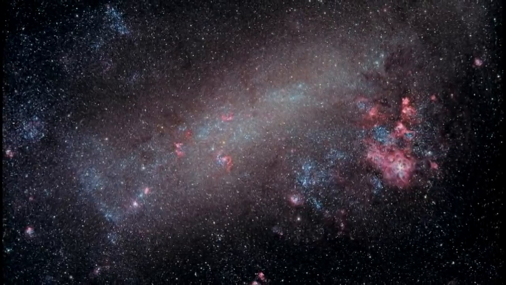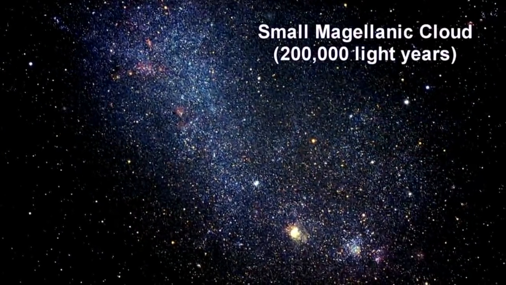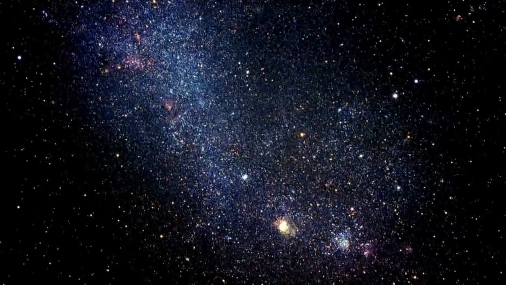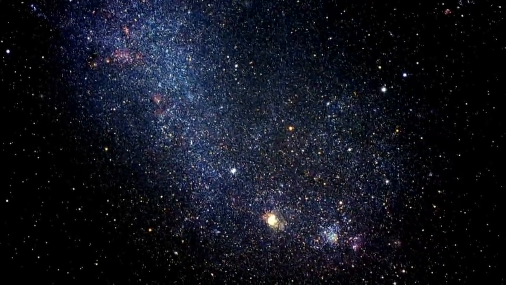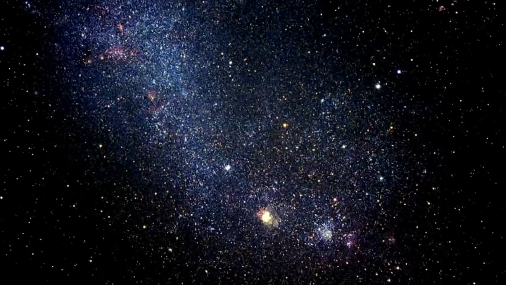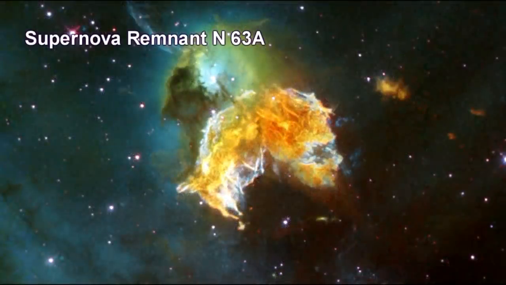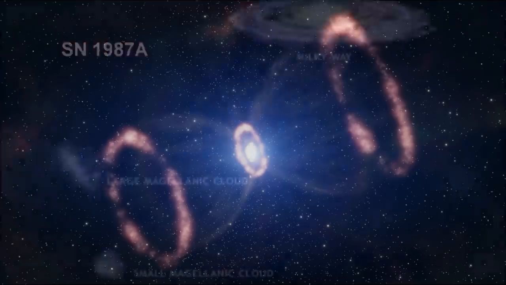The large, or LMC for short, is the brightest galaxy in our sky. Contains several billion stars, and many stars are still forming in it. The Small Magellanic Cloud, or SMC for short, contains at least several hundred million stars. And like the LMC, there is still a lot of star formation taking place in it.